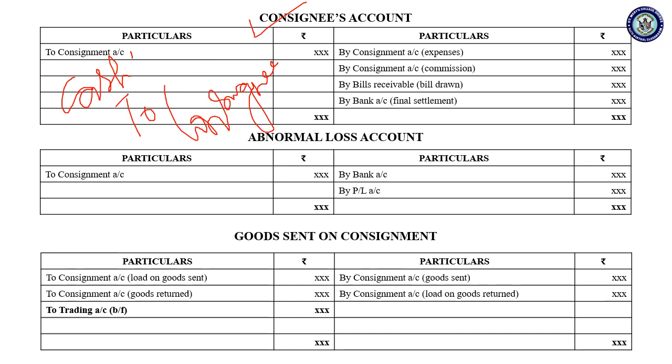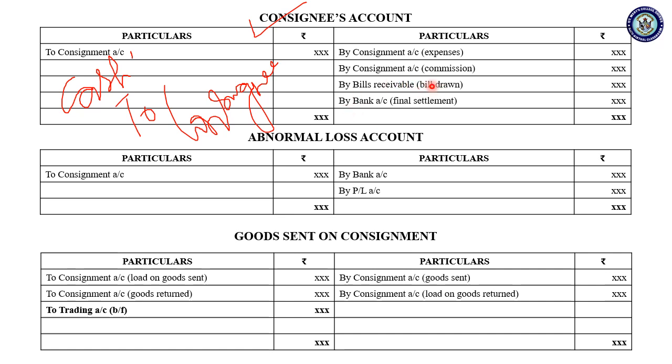The journal entry will be cash account debit to consignee, because when the sale is done by the consignee, the consignee will receive the money. So you have to send that money back to the consignor. So what is the journal entry? Cash account debit to consignee. So in the consignee account, it is by cash or bank.